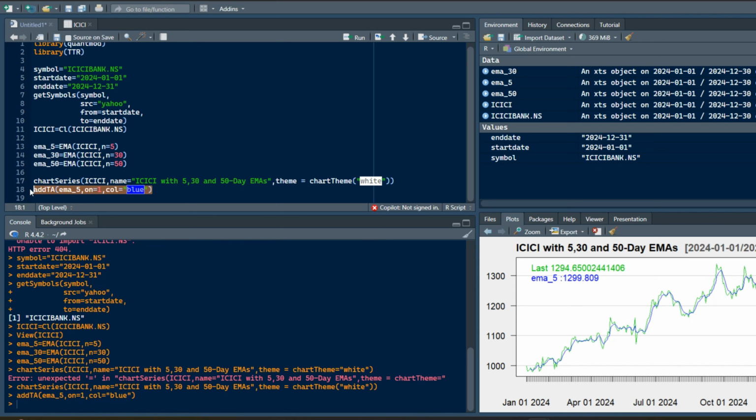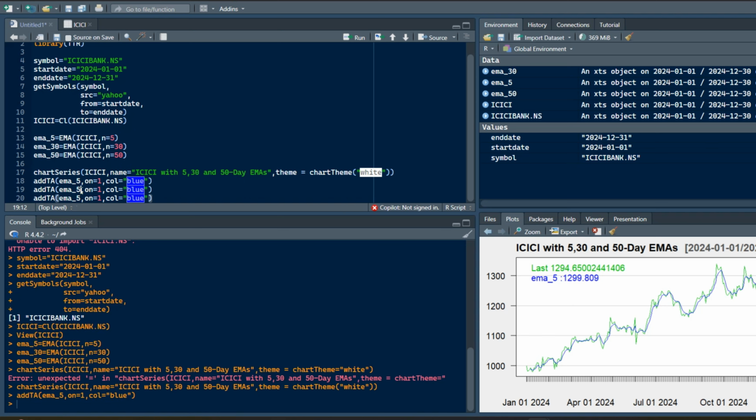Now again I will replicate this one twice. This one will be now 30 and the color will be, okay, before that I will make short term as red, medium term as blue, and long term EMA 50 as green. Not green, green is already there. I will make it as purple. Let's check the purple is there.